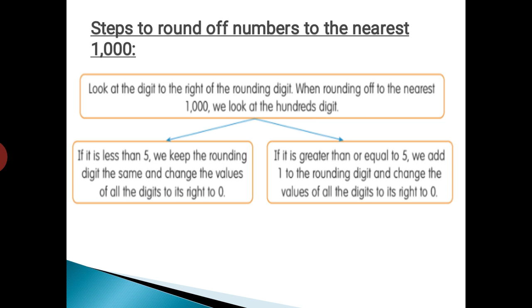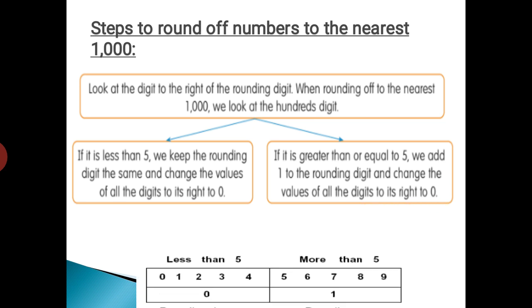Yes. So if the hundreds place digit is less than 5, we keep the rounding digit the same and change the values to 0. It means if the digit at the hundreds place is less than 5, we make all the digits up to the hundreds, like ones, tens and hundreds, 0 and the thousands place digit will remain the same. And if the hundreds place digit is greater than or equal to 5, we add 1 to the thousands place and make all the digits to the right of it 0.